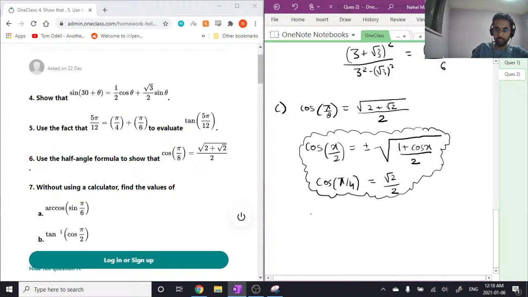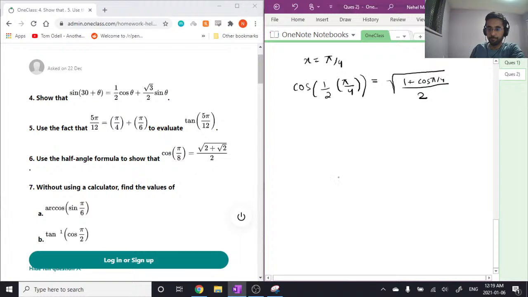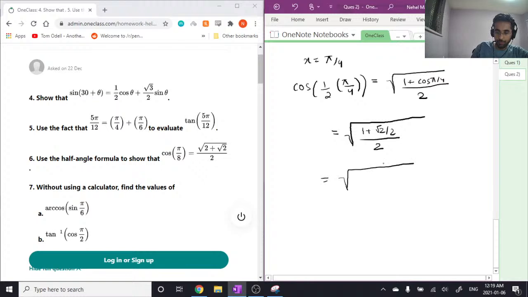Okay. And then if we continue to evaluate the right hand side, we know that cos of pi over 4 is root 2 over 2. So we get 1 plus root 2 over 2, divided by 2, which is equal to (2 plus root 2) divided by 2 times 2, which is 4. And since 4 is a complete square of 2, we can take it out of the big square root. And we're left with the square root of (2 plus root 2) divided by 2, which is equal to the right hand side. Hence proved.